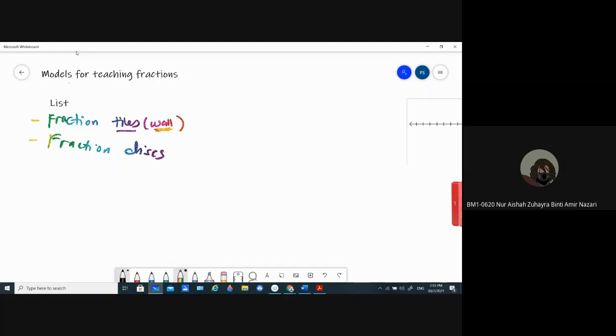What else? Chips, okay, chips. Paper folding. Yes, good. Paper folding. What else? Fraction discs, we have 2 types. We can use the store-bought fraction discs, which we can pile one on top of another, or we can use the inserting discs. So we have 2 types here.